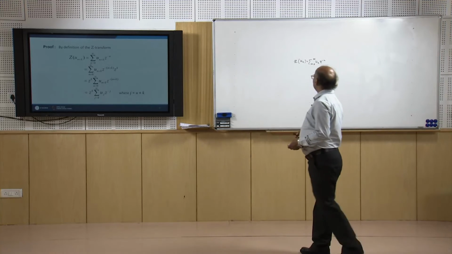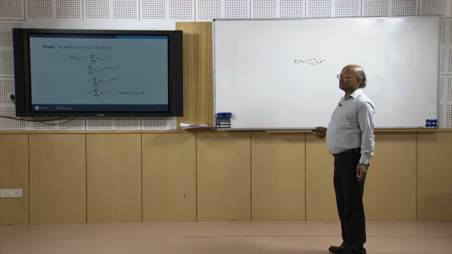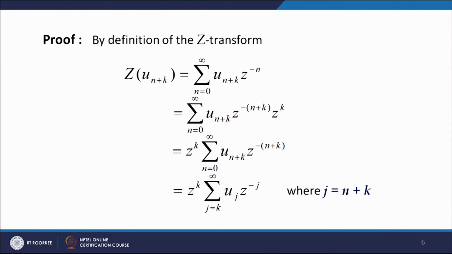Again recall the definition of the z transform of u(n). The z transform of u(n) is sigma n equal to 0 to infinity u(n) z to the power minus n. So the z transform of u(n plus k) will be sigma n equal to 0 to infinity u(n plus k) z to the power minus n. Again we apply the same procedure here. z to the power minus n can be written as z to the power minus (n plus k) into z to the power k, and z to the power k can be taken outside the summation because it is independent of n. So, z to the power k sigma n equal to 0 to infinity u(n plus k) z to the power minus (n plus k).